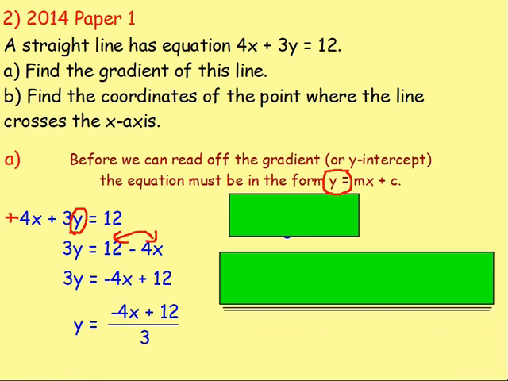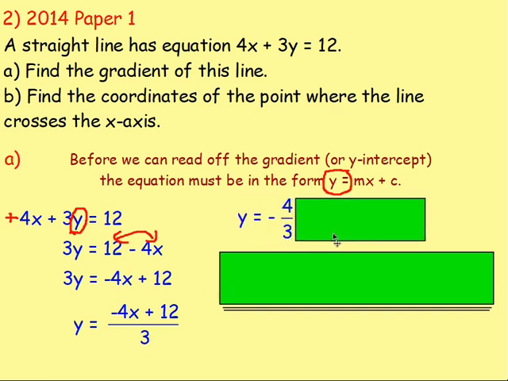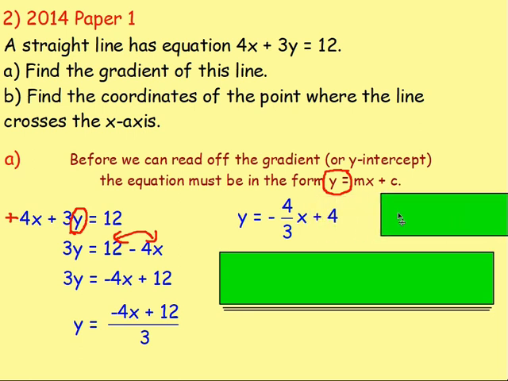If you divide by 3 then, really, the number of x's we've got is -4, but remember, we're dividing that by 3, which means we've really got -4 divided by 3x. And this plus 12, well, again, the plus 12, we're also dividing that by 3. So we've really got plus 4, because that's the 12 divided by 3, gives us the 4.